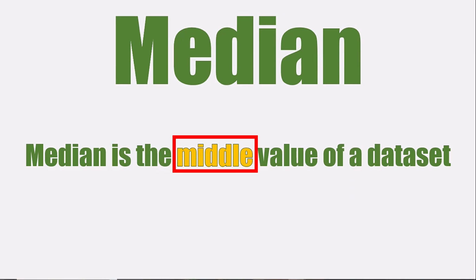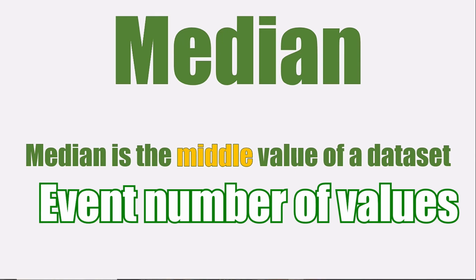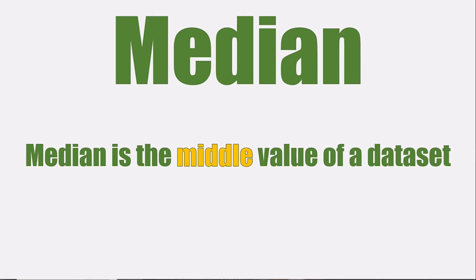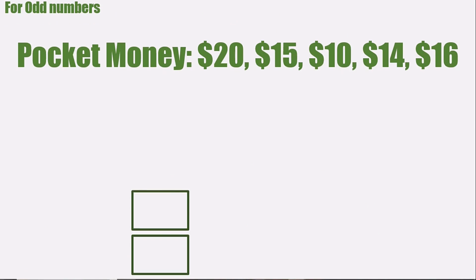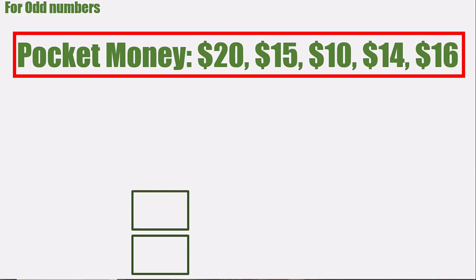That's the median. Now, the median is simply the middle value of your dataset. And it's actually calculated differently if your dataset has an odd number or an even number of values. So let's start by calculating it if you have an odd number. Now, we have this pocket money example again here.